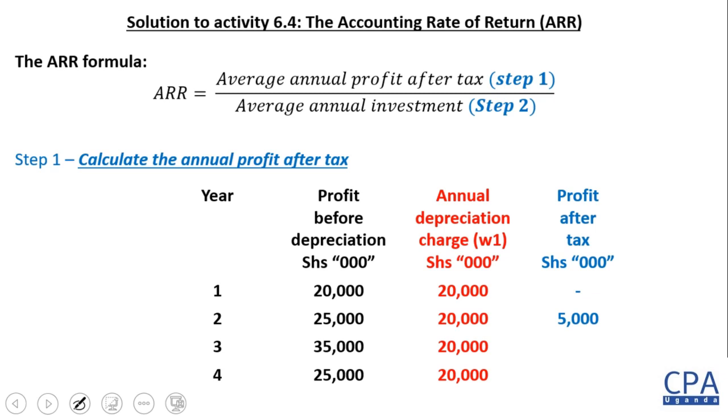Next, I move to year number 3. I get the 35 million profit before depreciation minus 20 million annual depreciation charge. That will give me a figure of 15 million profit after tax for year number 3.